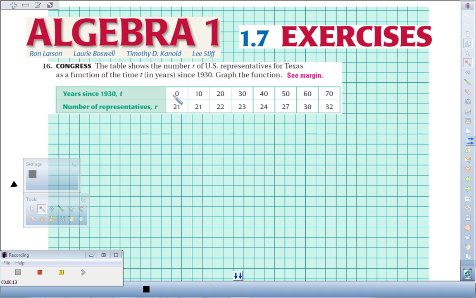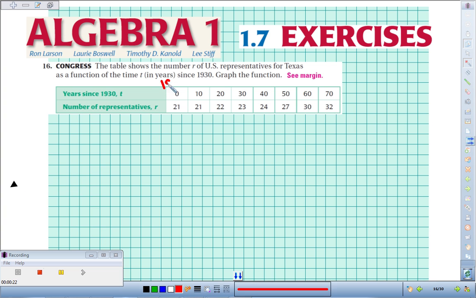0 years since 1930. That would be 1930. So in 1930, there were 21 representatives from Texas. And then if we said, well, 10, what does that represent? It's not the year 10. There were not 21 senators in Texas in the year 10. It means 10 years since 1930. So in 1940, there were 21 senators.